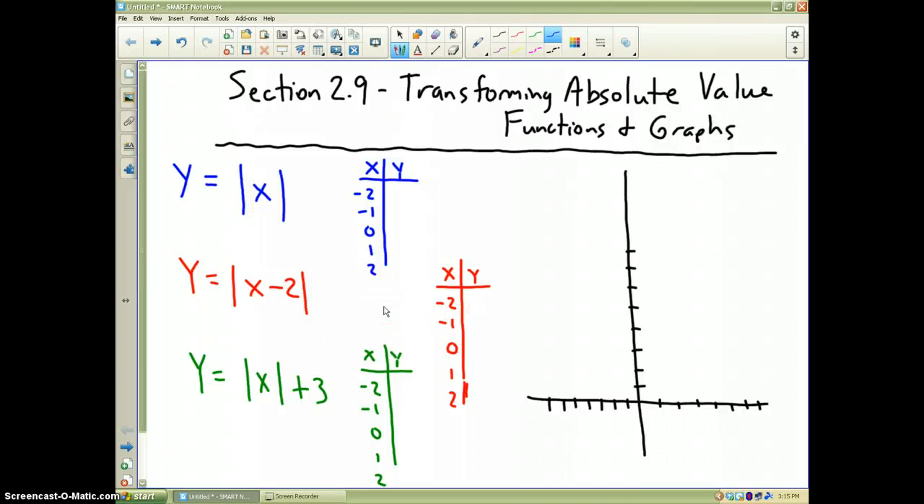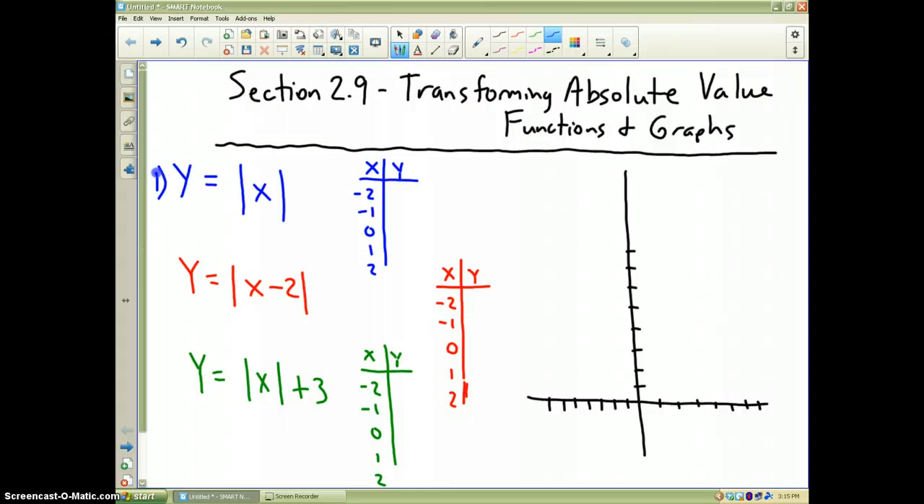The last part of section 2.9 deals with transforming absolute value functions and graphs. And what I'm going to do is do, on the first screen here, 3 examples on the same graph so you can see the effect of such numbers when they're added or subtracted to the absolute value equation. Now, the first one is the parent function, which I'm going to do in blue. I'm going to color code everything. And if you'd like to pause the video, please do to copy this down and restart when you're ready.